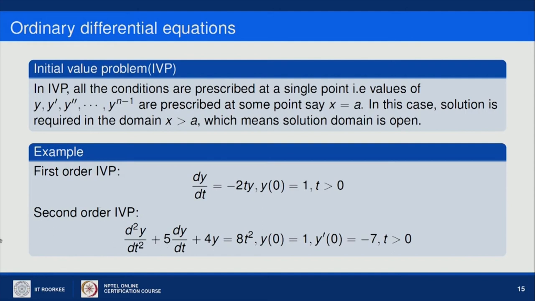Similarly, this is an example of a second order initial value problem. Here d2y over dt squared plus 5 dy over dt plus 4y equals 8t squared. The two initial conditions are given as y at t equals 0 is 1, and y prime at t equals 0 is minus 7, and t greater than 0 is the domain of t.